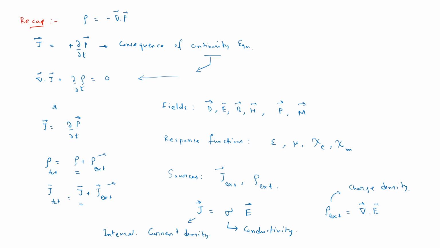And in the last class we derived a relation between the permittivity epsilon and this conductivity, sigma as a function of omega. So the electric field is related to the total. Oh, sorry, this is to be total. Or this is nothing but rho plus rho external.